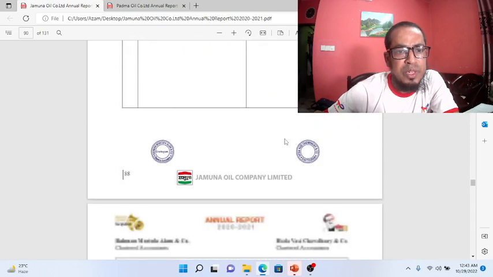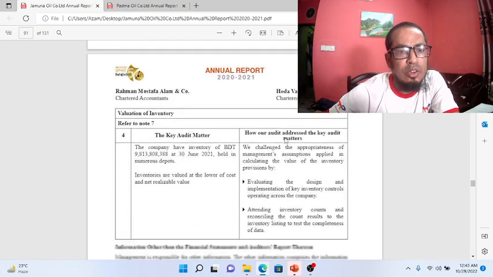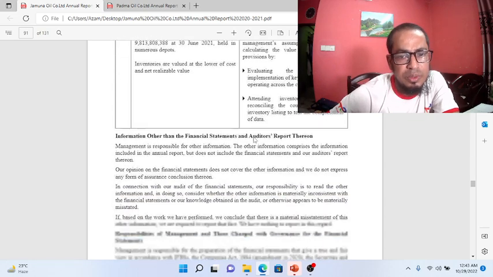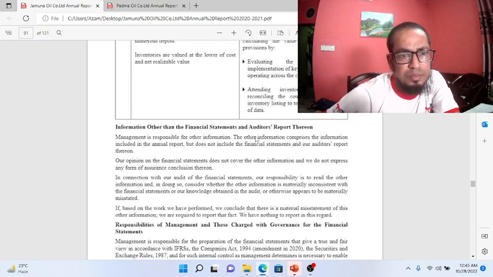Impairment, measurement, deferred tax, another issue, and a lot of issues there. Valuation of inventory, four issues they have given.